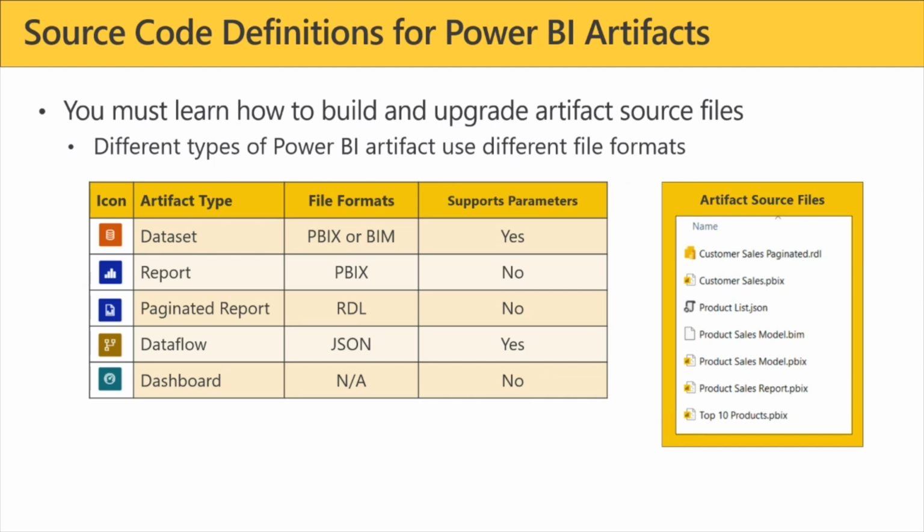Now, here's the quick list of artifacts. There is dataset, which is the very common PBIX file with Power BI Desktop. You can use BIM files. Reports are always in PBIX files. If you have a paginated report, it's going to be in an RDL file. Data flows, you can create them in the browser in the Power BI service, but then you can export them to a JSON file, and you can obviously manipulate the JSON inside there if you're able to work without the visual editor. And then finally, remember, dashboards really have no file format.